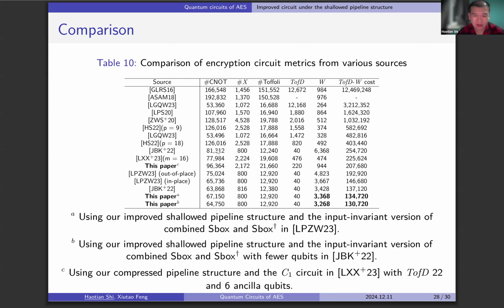Here is a cost comparison. Our improved shallowed pipeline circuit has the lowest total W cost, and our circuit under the compressed pipeline structure also has a pretty good total W cost. It uses a low depth S-box and has much lower width.